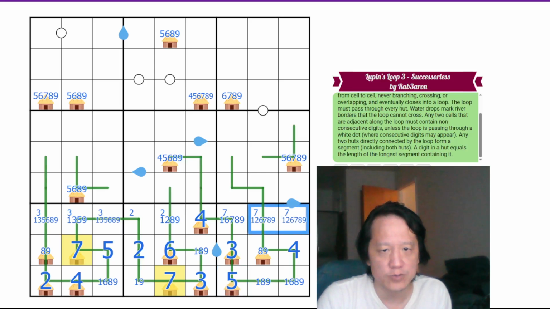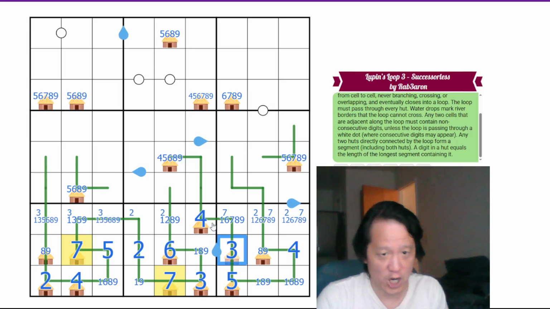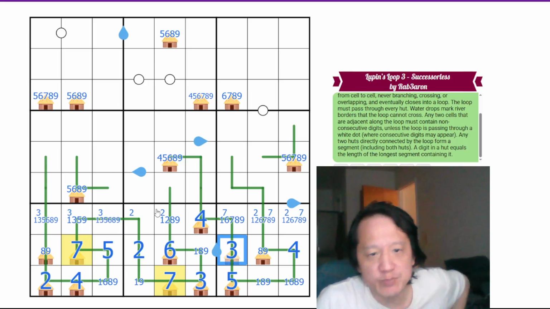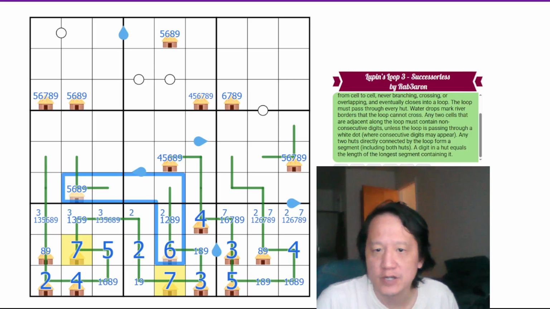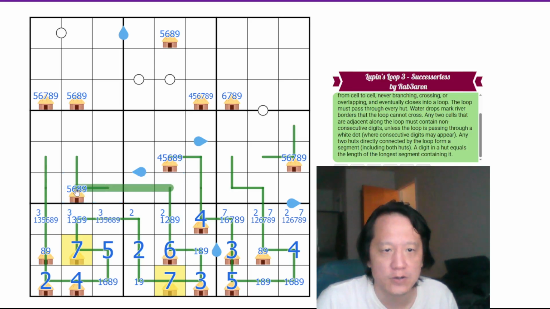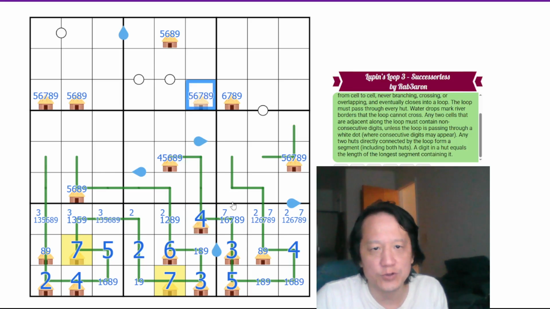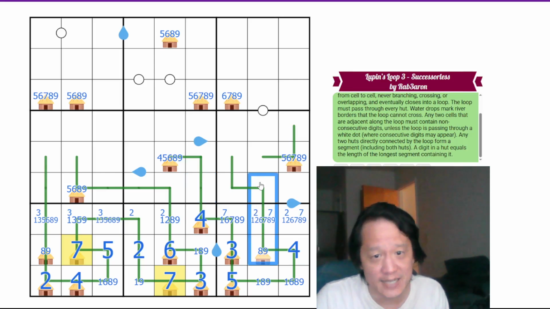So 2 has to be one of these 2 digits. So this must be 6, which means it must connect to here. It cannot connect to this cell here. So this is 4. That eliminates 4 in the rest of the column. This is at least 8. 1, 2, 3, 4, 5. Cannot go 6, 7.